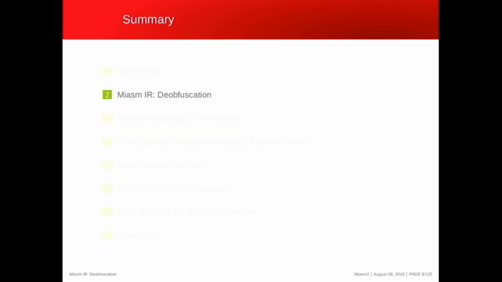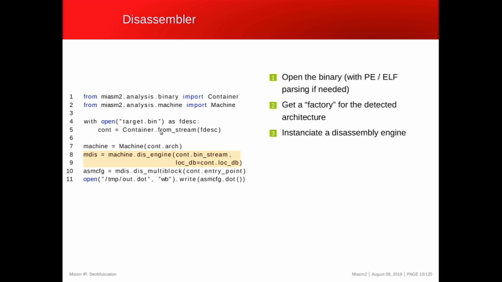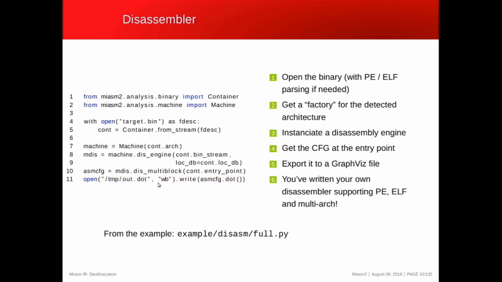Okay, so to start with, everything starts from the bytes, so we have to disassemble the bytes. To do this, we can use this simple code. We have a container, we have to instantiate a disassembler engine, and we have to disassemble a function, which gives an assembly control flow graph, and we can dump it. If you write this code, you have written, in fact, multi-architecture code which can disassemble a function. You have this code in some resources here.